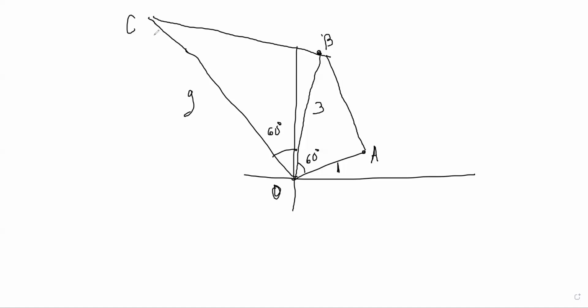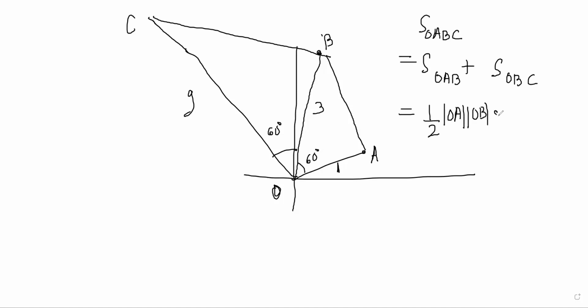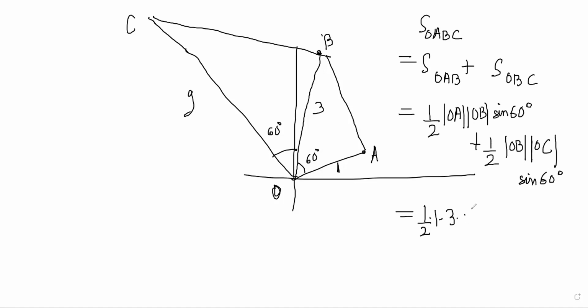This is OABC. The area of the quadrilateral OABC is basically equal to area of OAB plus area of OBC, and that is equal to half into mod of OA mod of OB sine of angle AOB, which is 60 degrees, plus half into mod of OB mod of OC into sine of the angle between them, which is 60 degrees. And this becomes half of 1 into 3 into root 3 by 2 plus half of 3 into 9 into root 3 by 2.